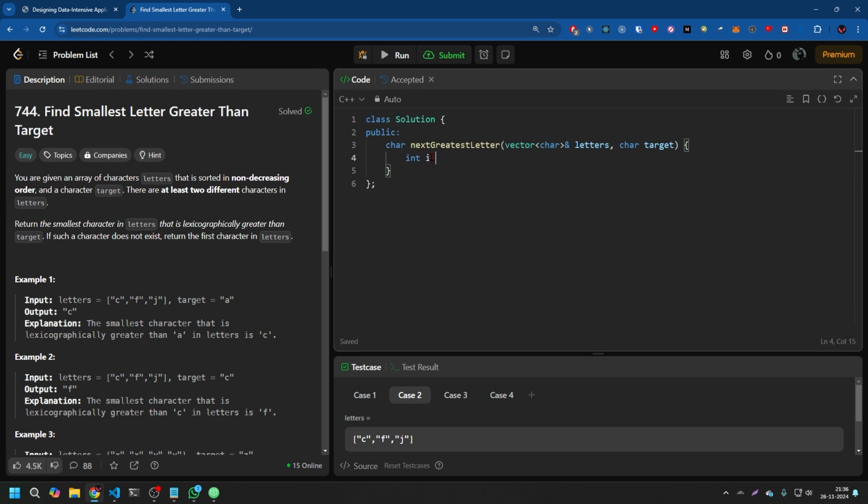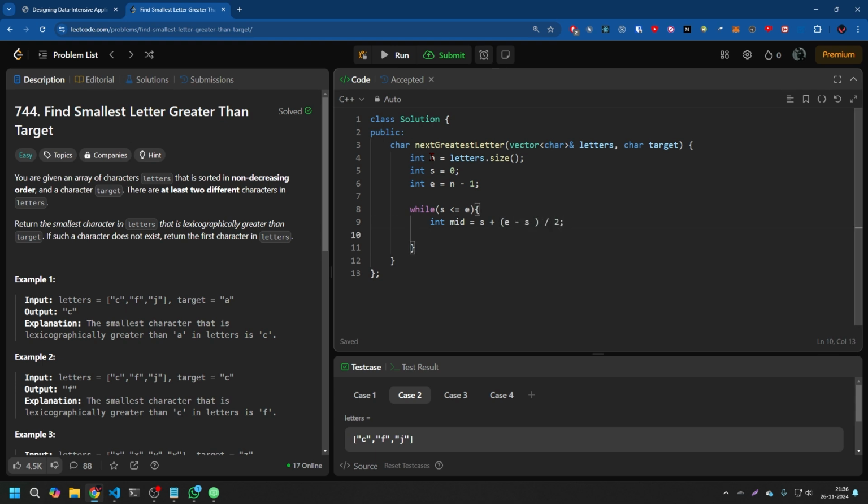Int s is equal to 0, and let's just calculate the size of letters dot size. Then we do int e is equal to n minus 1, and we'll do binary search while s is less than equal to e. We're going to calculate mid is equal to s plus e minus s by 2. This is the safe way to find mid.